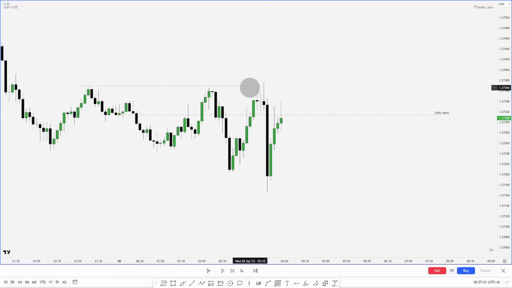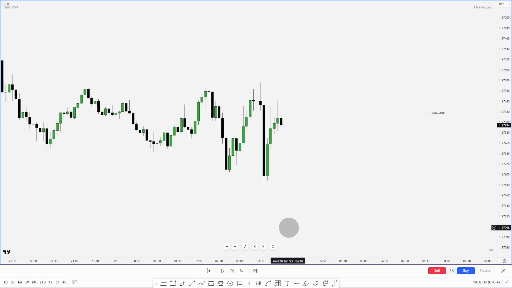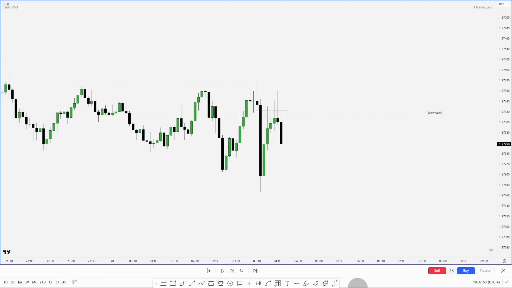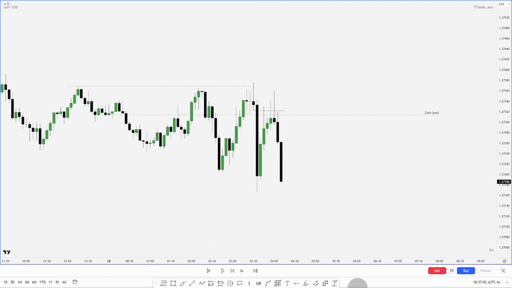Here you can see this sweep on the hourly and the aggressive displacement off. So I can either look for an entry here or see what happens after this price action. Because this isn't a very big sweep, I'd be a little concerned that it wanted to go up again. So looking at this fair value gap here, let's see what happens. There we get an aggressive move down off of that, and we have a fair value gap right here.